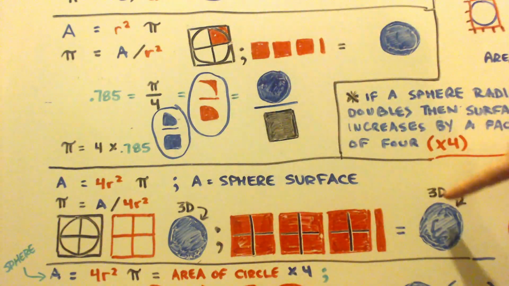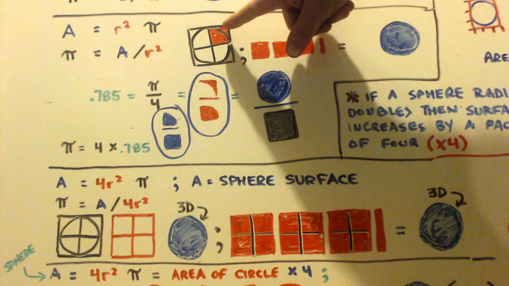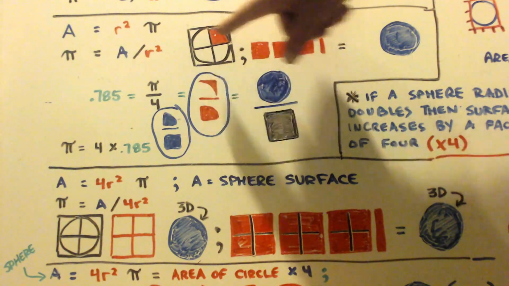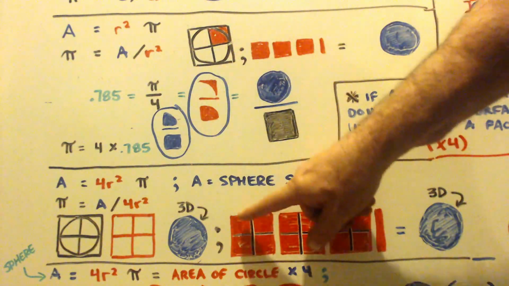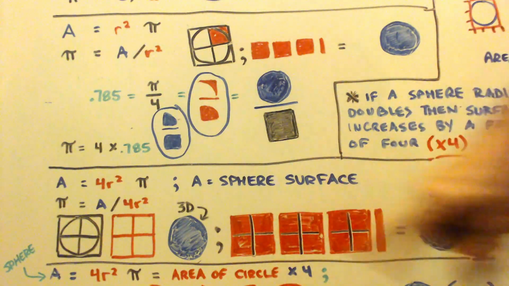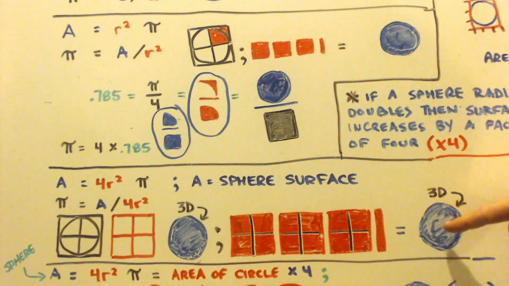How do you get the 3D surface area? You multiply by 4. There's 4 sides to a sphere. 1, 2, 3, 4, right? So you just multiply this into this. 1, 2, 3, 4. See how it has 4 sides? Now, 4 of these times pi is the surface area of the 3D sphere.